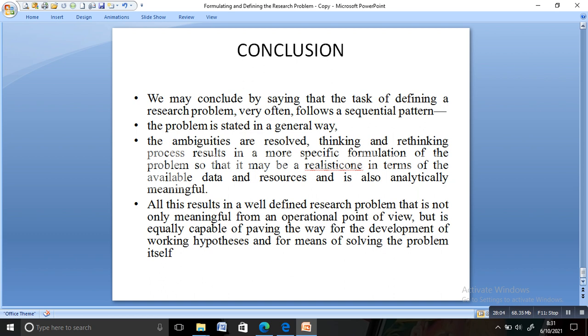Defining the research problem requires a sequential pattern. The problem should be explained in a general way. You should think and rethink, so that you can find a way based on the available data and resources, and you should pave the way for the development of a working hypothesis and for solving the problem itself.